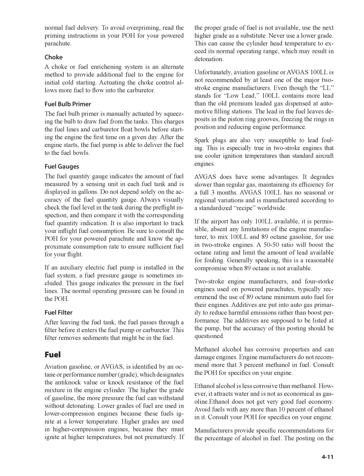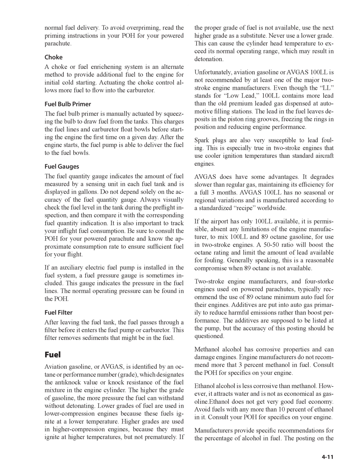After leaving the fuel tank, the fuel passes through a filter before it enters the fuel pump or carburetor. This filter removes sediments that might be in the fuel. Fuel. Aviation gasoline, or avgas, is identified by an octane or performance number grade, which designates the anti-knock value or knock resistance of the fuel mixture in the engine cylinder.